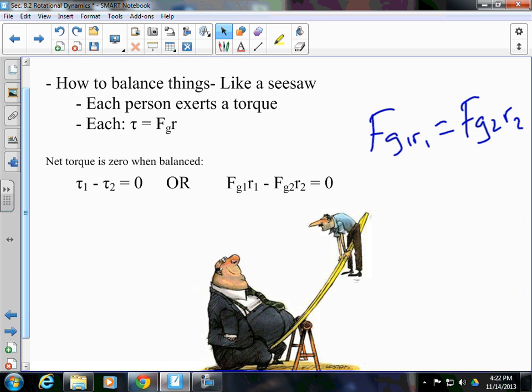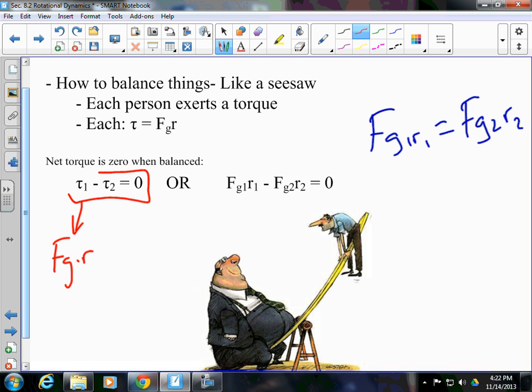Now, obviously, the heavy person has to sit closer to the center of the seesaw, and the lighter person is going to have to sit farther away from the center of the seesaw. So how do we figure that out? Well, we can use this equation, net torque. We know from previous that torque is equal to the force of gravity times the radius of the object. If T1 minus T2 equals 0, we can set them equal to one another. So we have Fg1 times R1 is equal to Fg2 times R2.